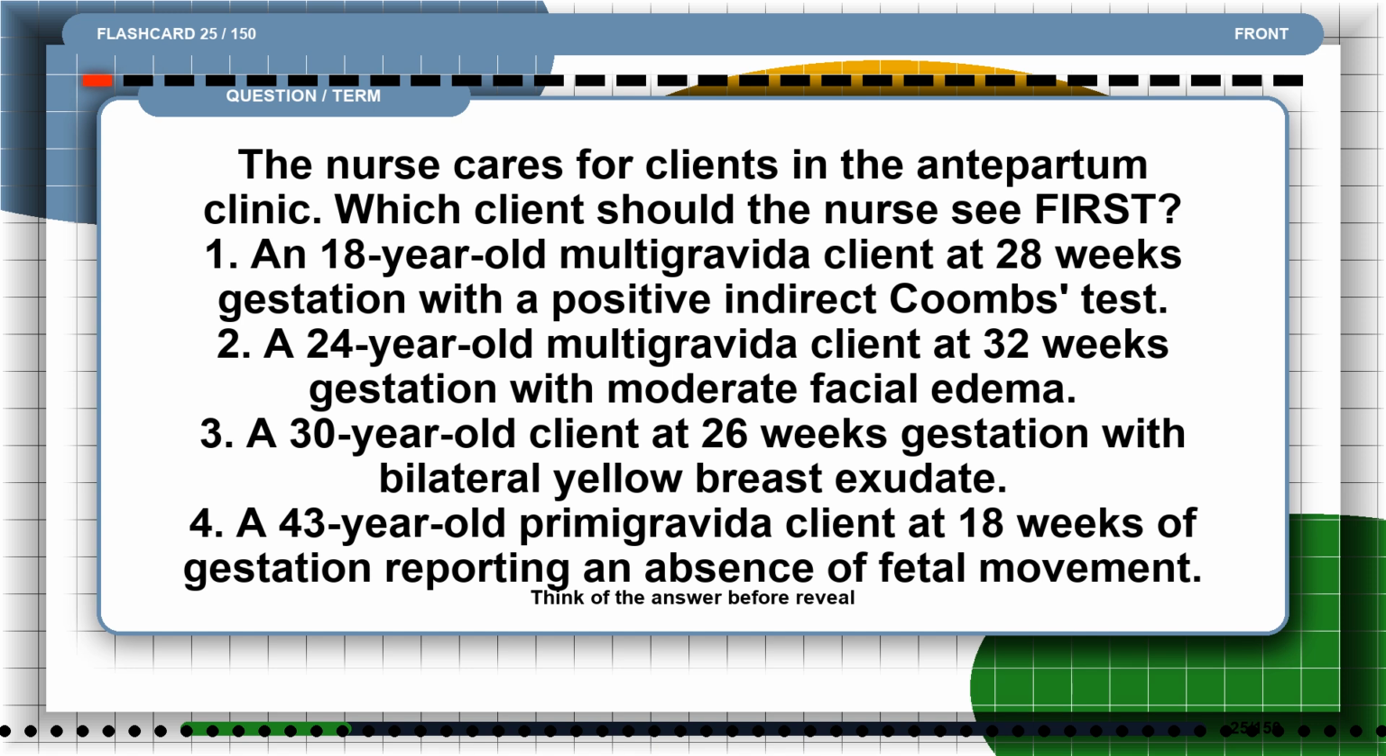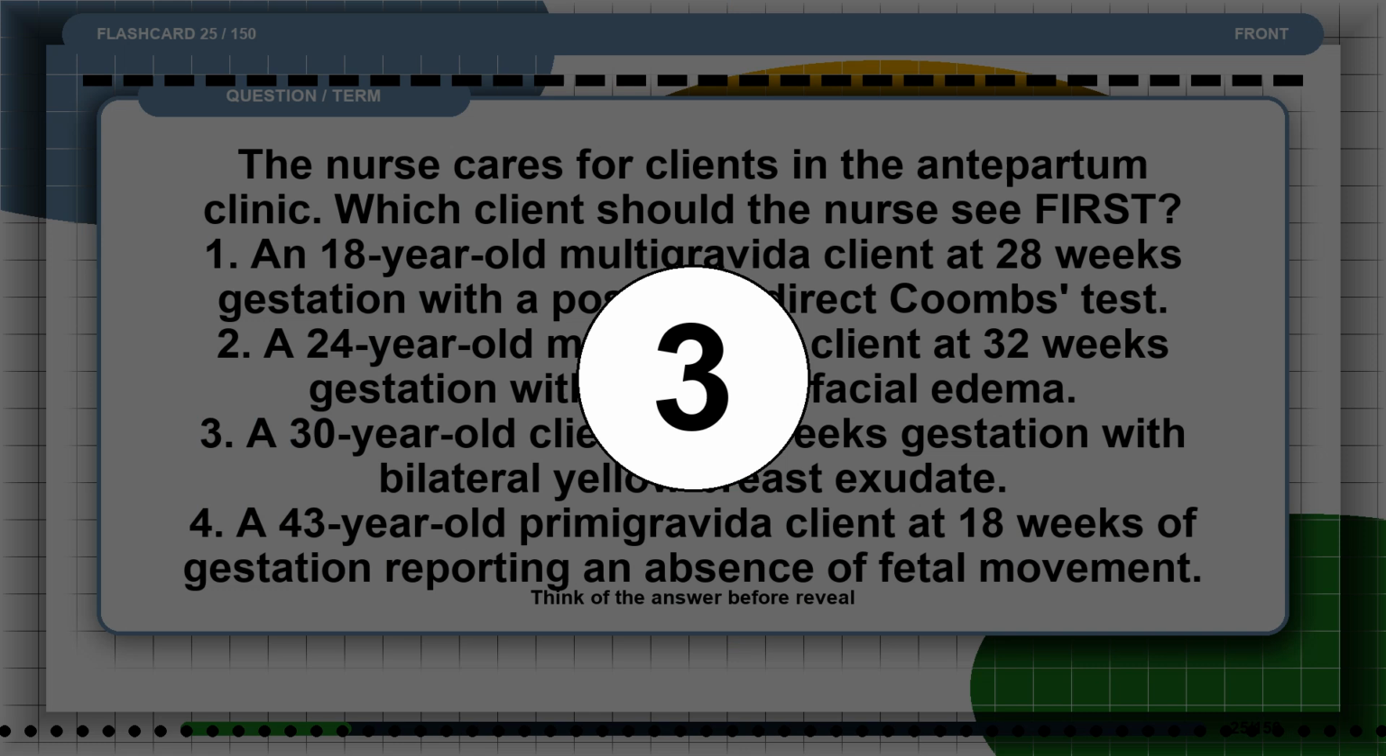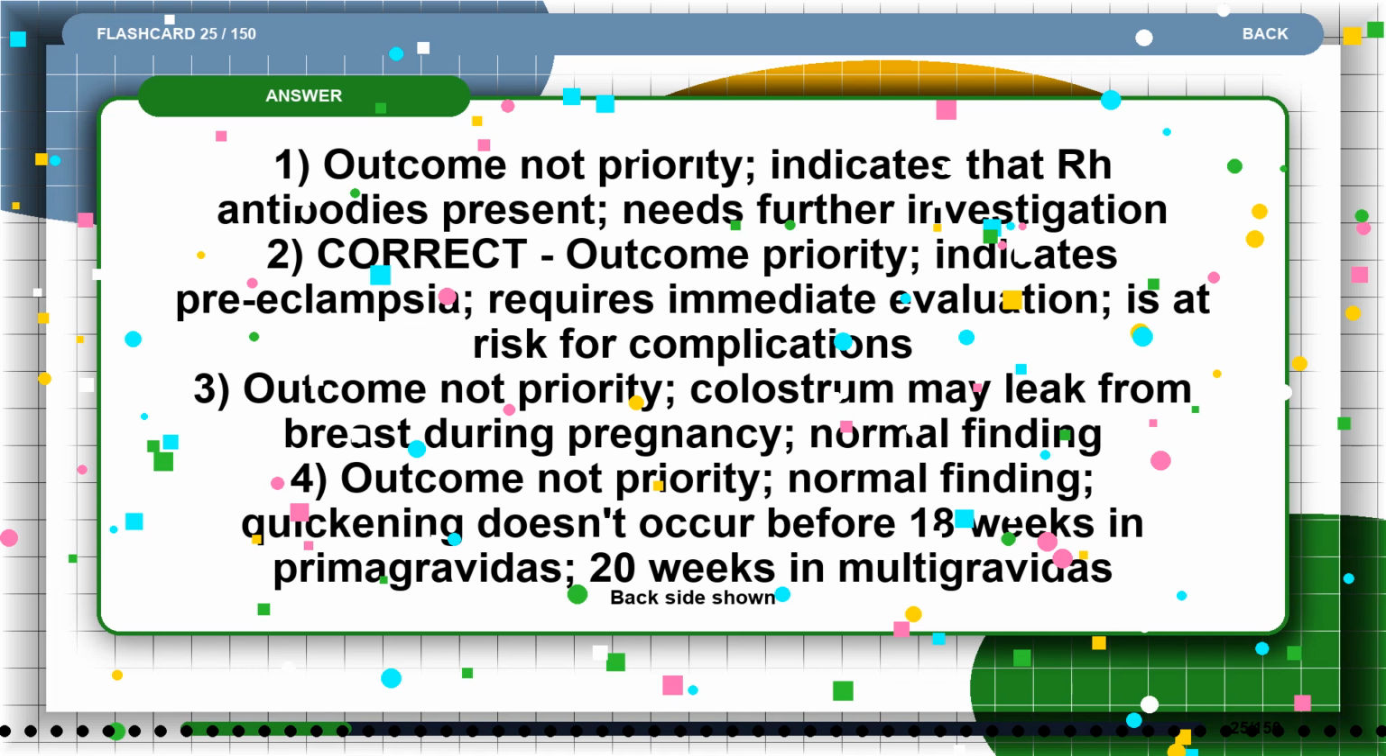Think of the answer before the reveal. The answer is 1. Outcome not priority, indicates that Rh antibodies are present, needs further investigation to correct. 2. Outcome priority, indicates preeclampsia, requires immediate evaluation, is at risk for complications. 3. Outcome not priority, colostrum may leak from breast during pregnancy. Normal finding. 4. Outcome not priority, normal finding, quickening doesn't occur before 18 weeks in primigravidas, 20 weeks in multigravidas.